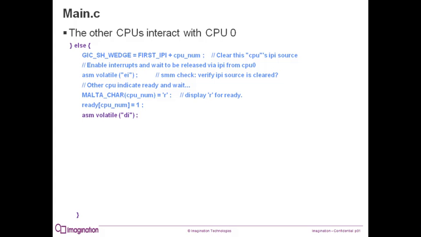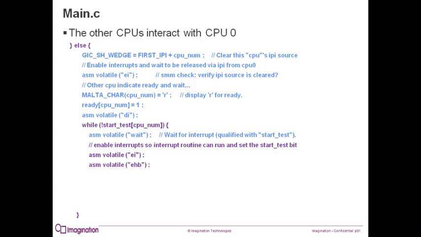Next, interrupts are disabled. This avoids any race condition between testing of the start test array and the wait instruction. The code will loop, testing its element of the start test array and calling wait to wait for an interrupt sent by processor 0. When any interrupt is signaled, the processor will wake up and enable interrupts so that its interrupt service routine can run and process the interrupt.